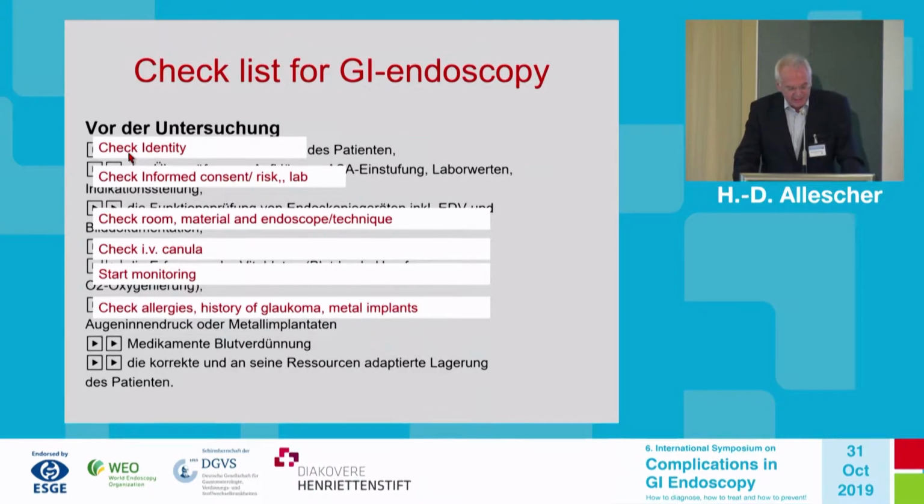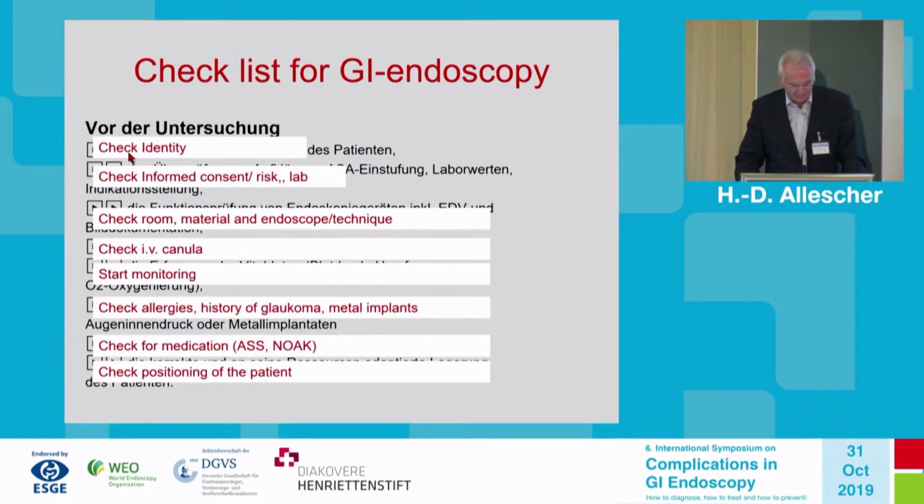Then there should be a routine check of all allergies and, for example, of increased eye pressure if you have a glaucoma, or metal implants. We have several step routines, so usually the patient is asked at least 3 times until the procedure starts. First, during the informed consent, second, before he actually enters the room, and then immediately before the procedure. So he will be rechecked for these questions, and there will be a check of all the medications like antithrombotic medication or oral anticoagulation.